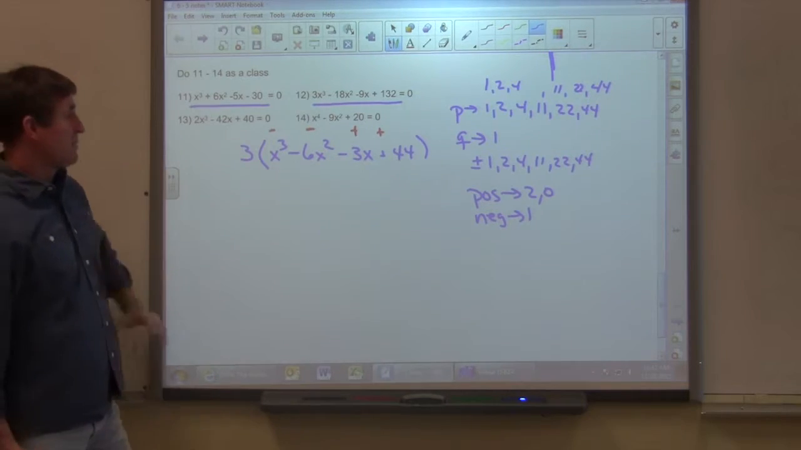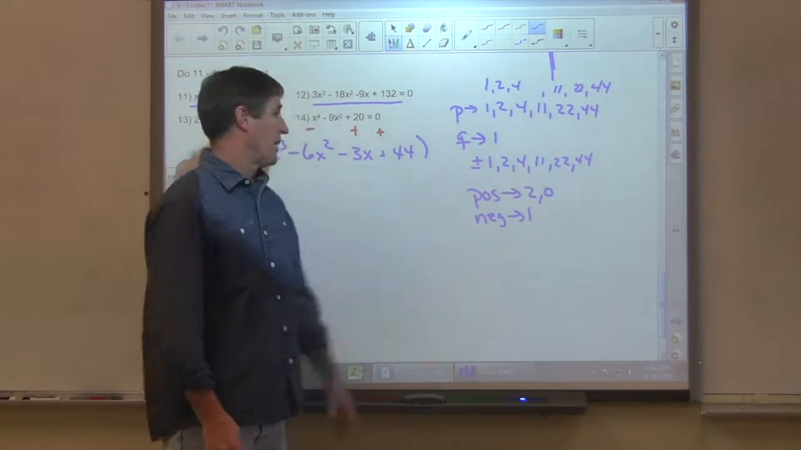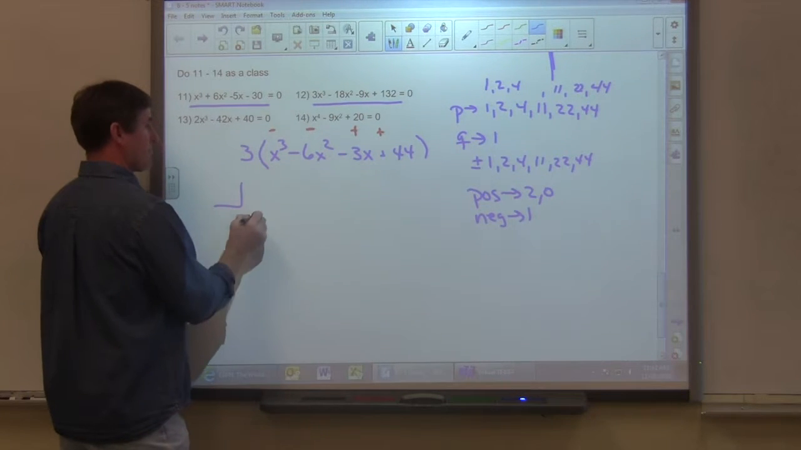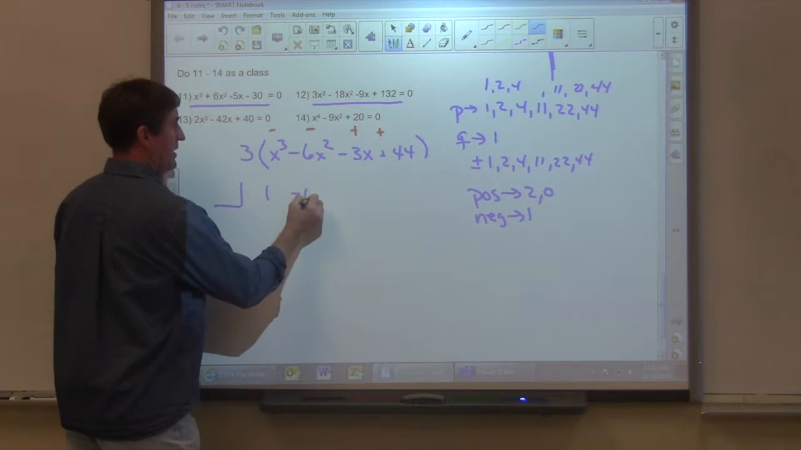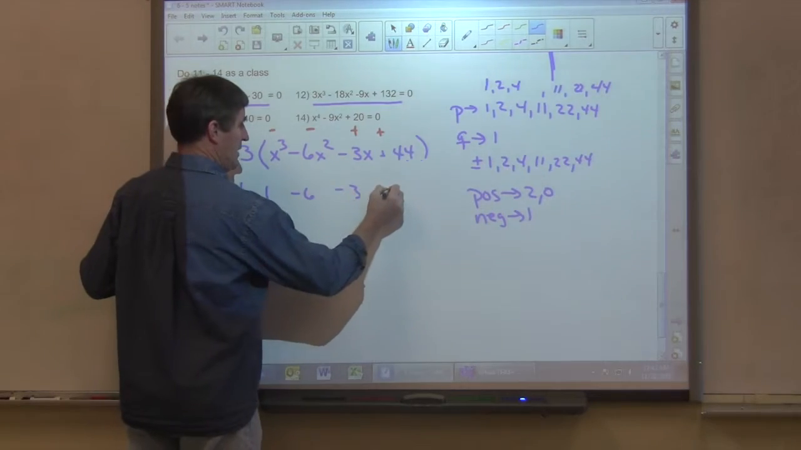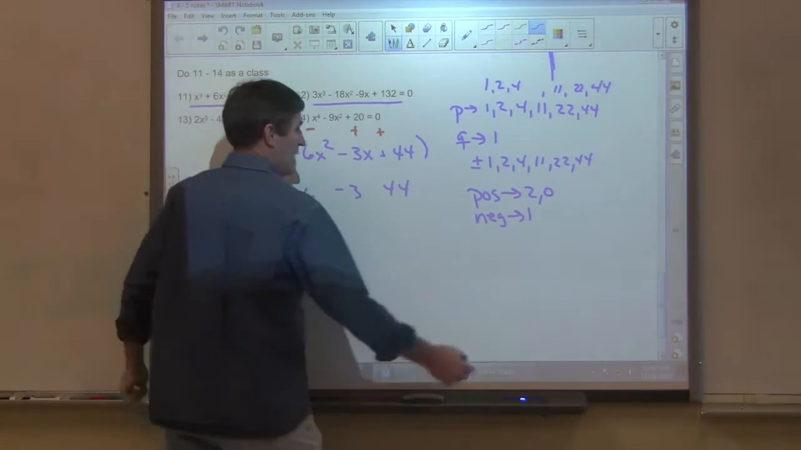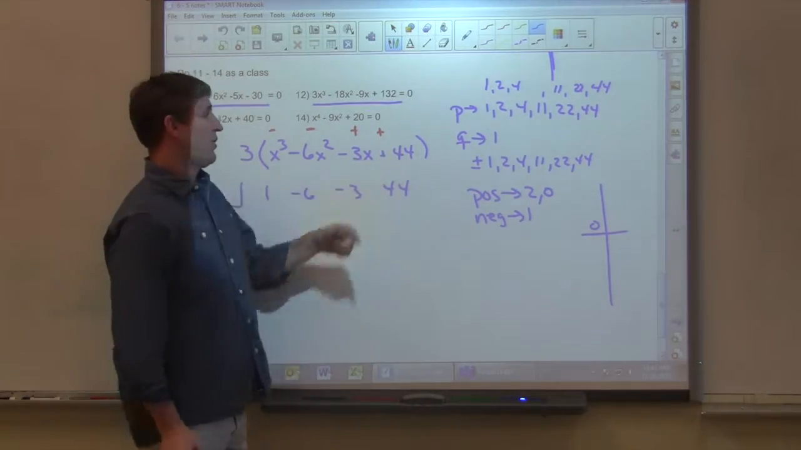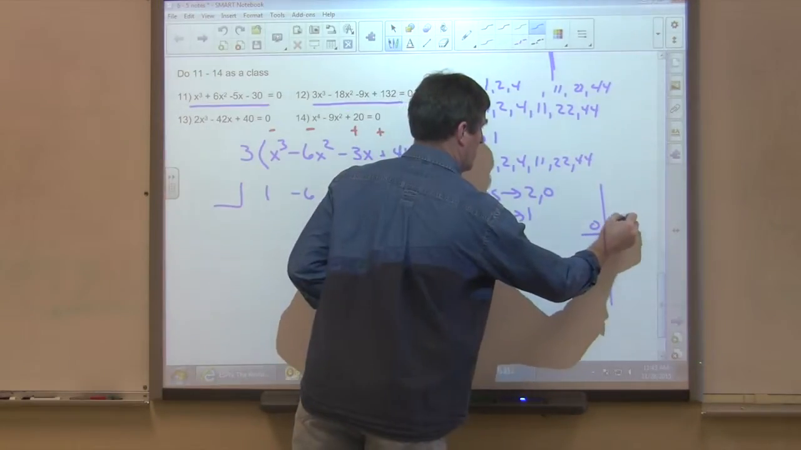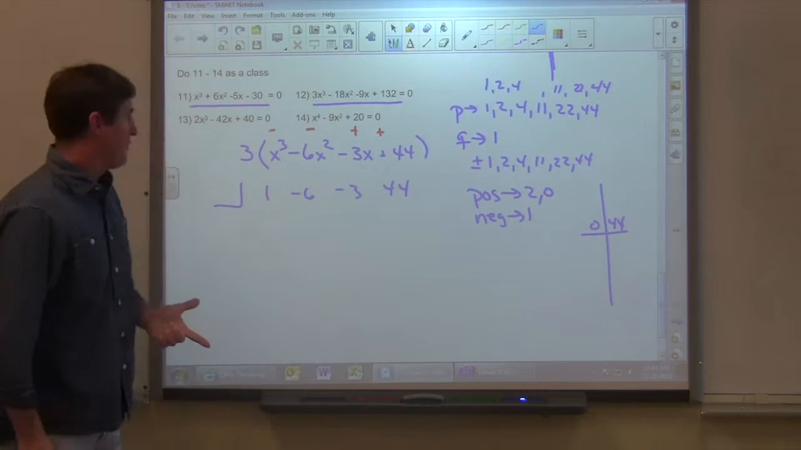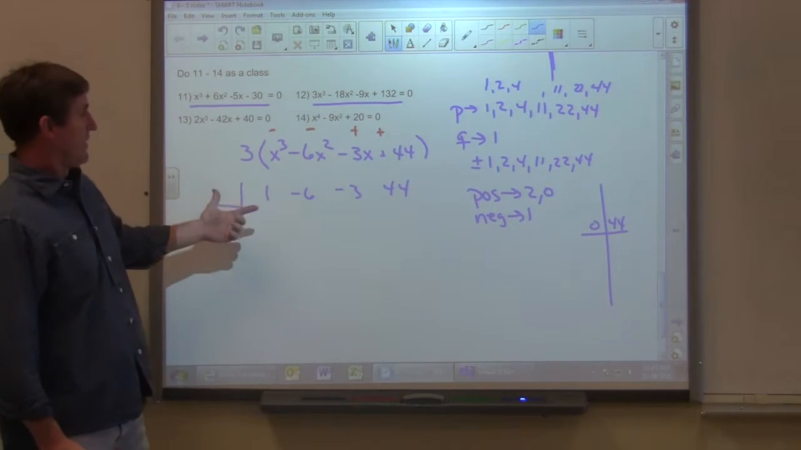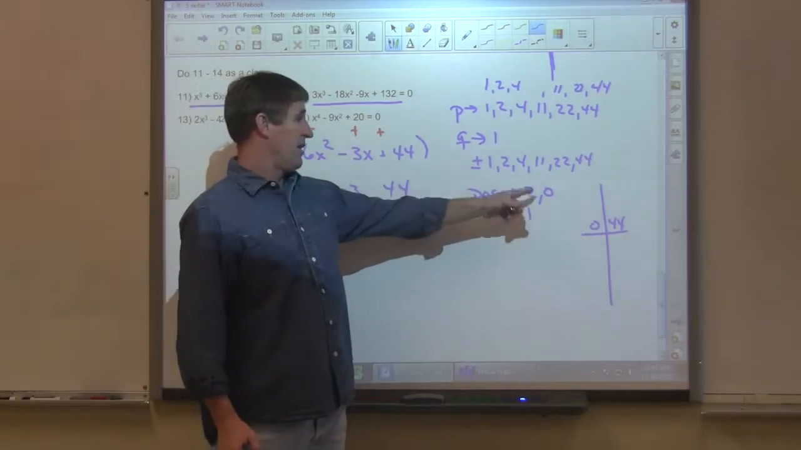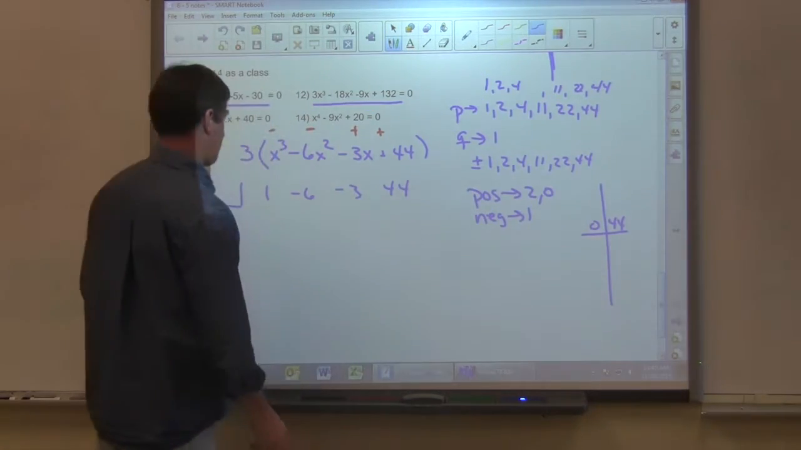So if I was doing this, because I have one negative solution, I would go ahead and try the negative numbers. So we have to do the synthetic division. 1, negative 6, negative 3, 44. And if I was to make a chart, again, I plug in 0. At 0, I know I'm at 44, so I'm a long way from there. So I would probably skip down a little ways. I wouldn't just start with 1 because I have a ways to go. So I'm going to try 4.